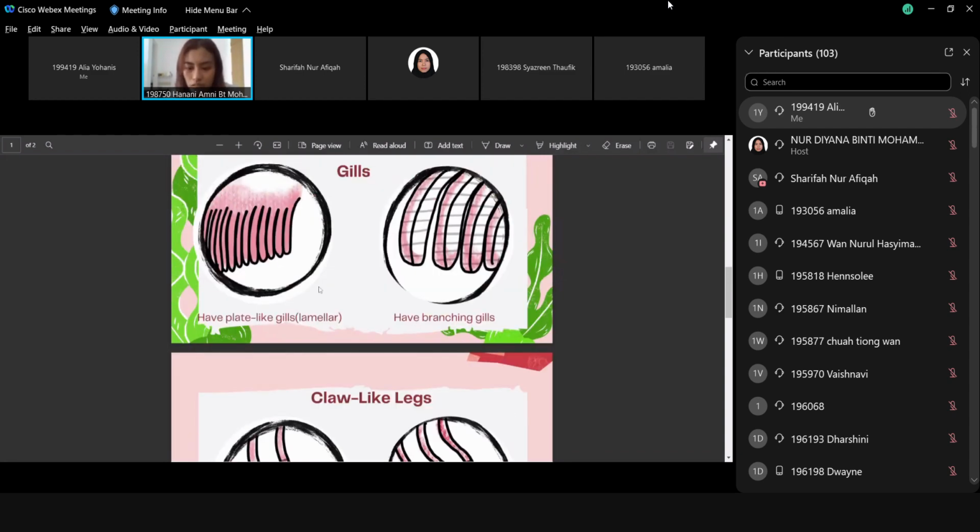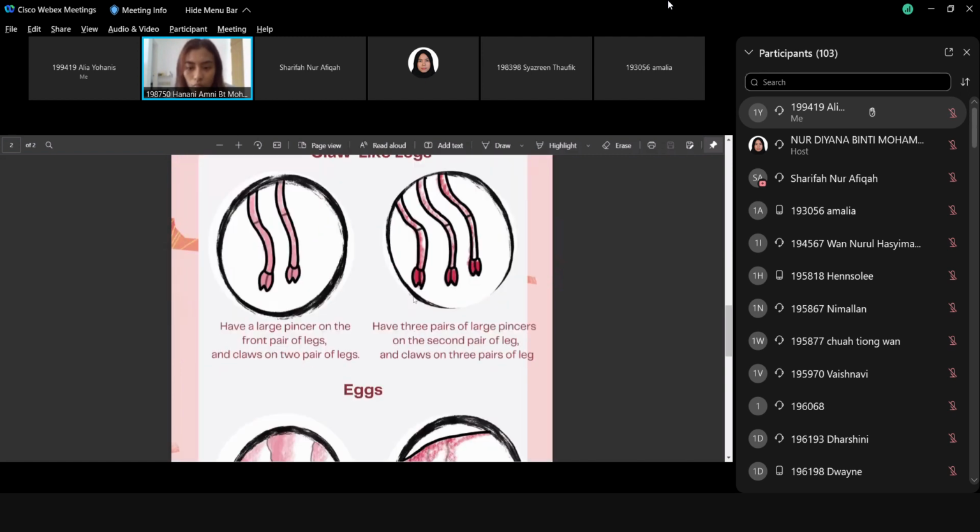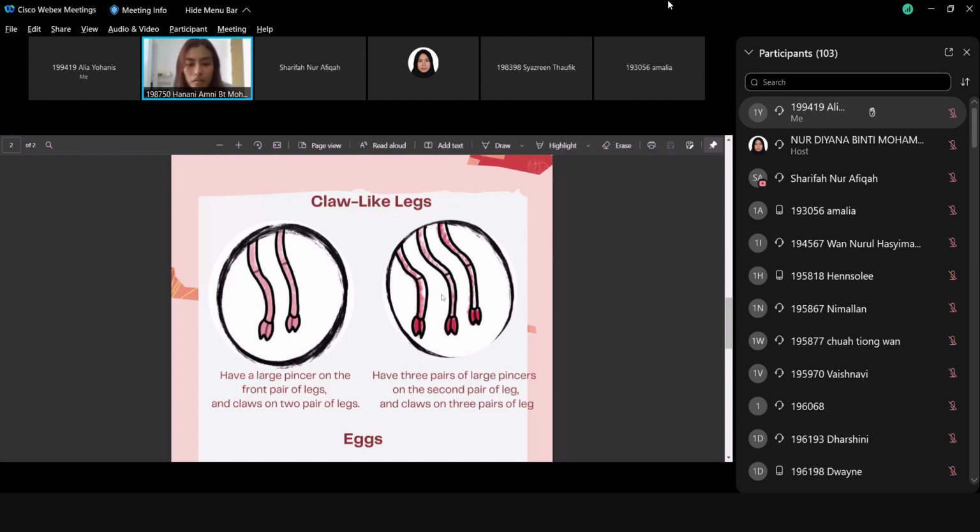So next one is the claw-like legs. On the right side, the prawns have 3 pairs of large pincers, on the second pair of legs and claws on 3 pairs of legs. Compared to shrimp, they have large pincers on the front pair of legs with claws on only 2 pairs of legs.